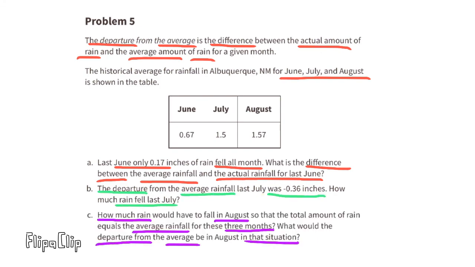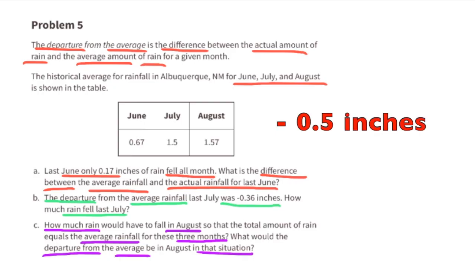C. How much rain would have to fall in August so that the total amount of rain equals the average rainfall for these 3 months? What would the departure from the average be in August in that situation? The departure from the average in June was negative 0.5 inches, and for July, the departure from the average was negative 0.36 inches. For those 2 months, it was a total of negative 0.86.